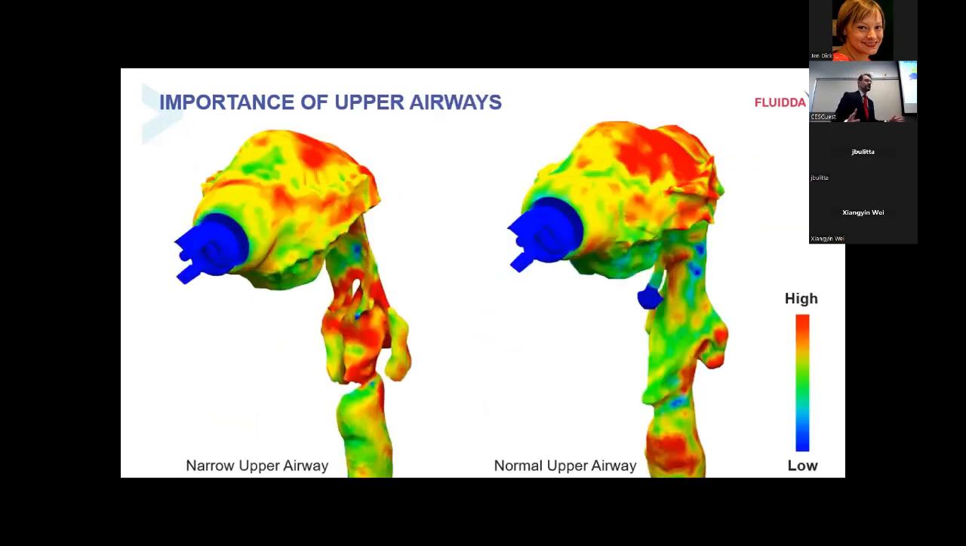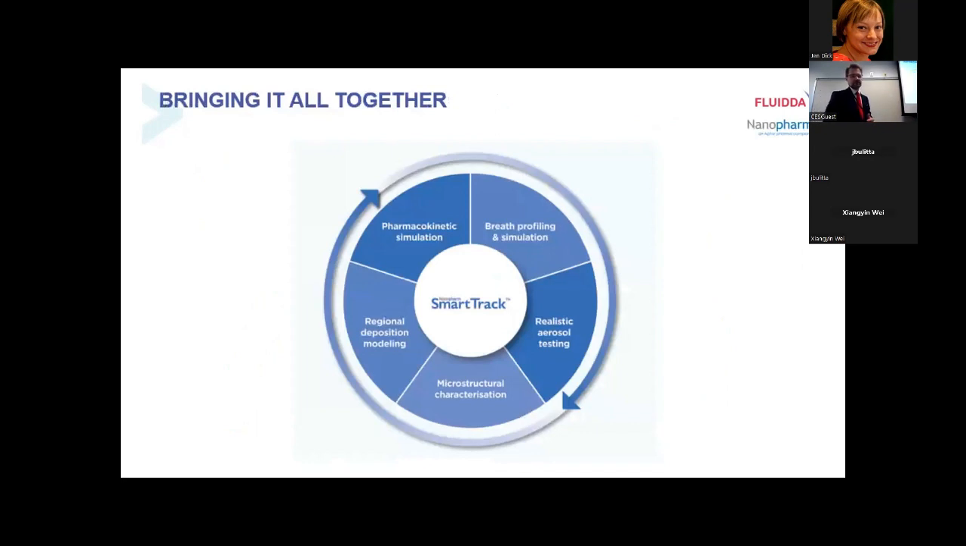Importance of upper airways. A lot of patients, a lot of people in general, have either very small upper airways or large upper airways. It's related to their BMI, it's related to the presence of sleep apnea. So you can clearly see here, if you look at these concentration maps, that people with more narrow upper airways tend to have a higher degree of deposition in those upper airways. So it is very important to include those upper airway characteristics if you want to have a digital twin that is representative of the clinical situation.